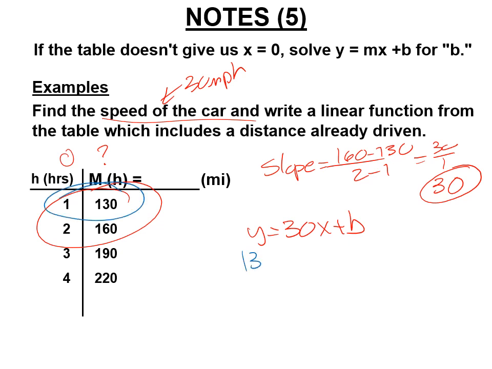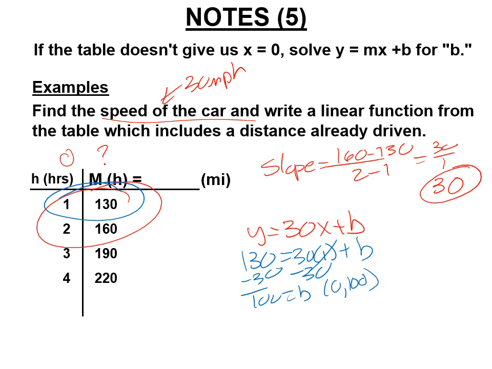It's the easiest one. 130 equals 30 times 1 plus b. Subtract 30 from both sides. Oh, we get 100 equals b. The y-intercept is 0, 100. So the equation, remember we're using m of h, equals 30h plus 100.